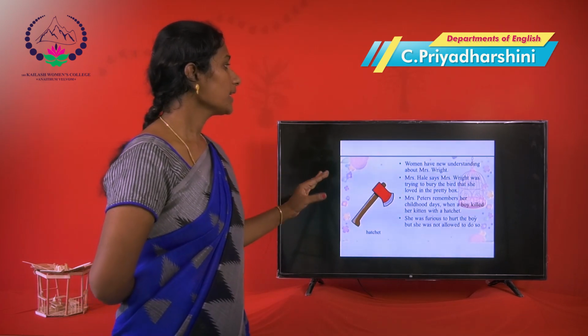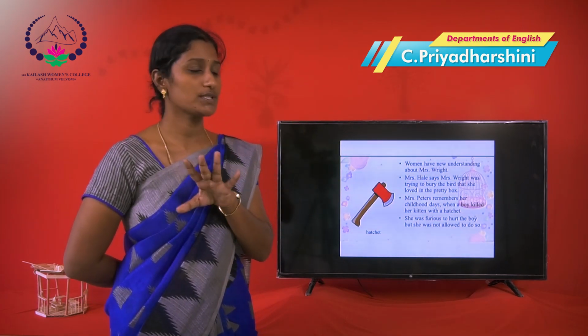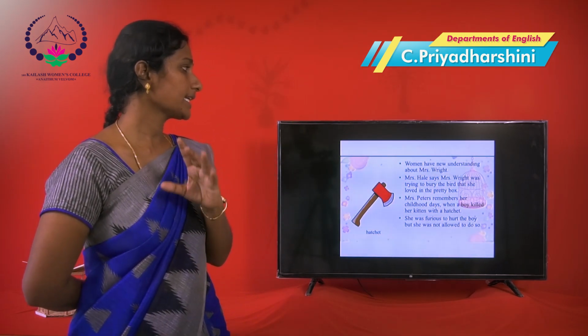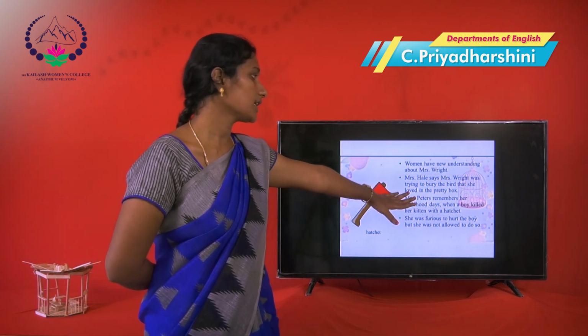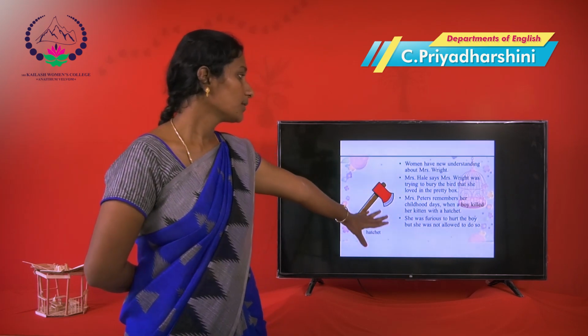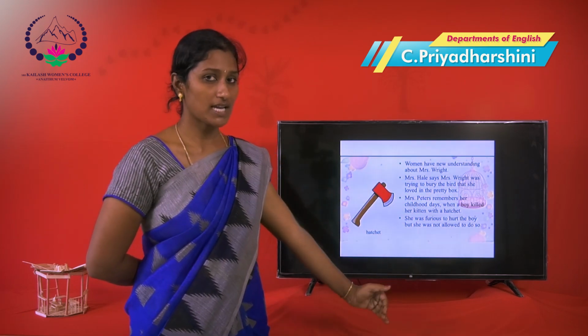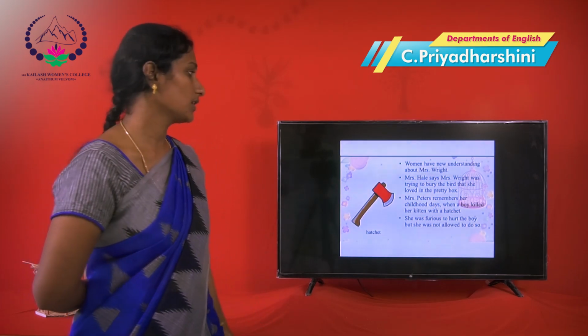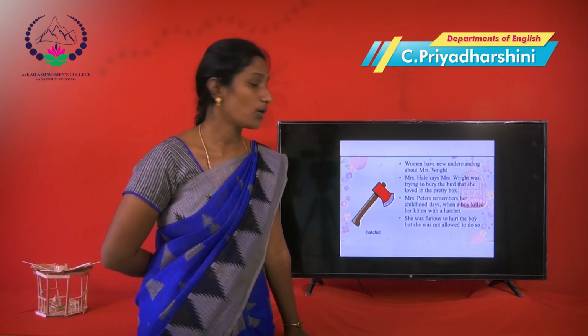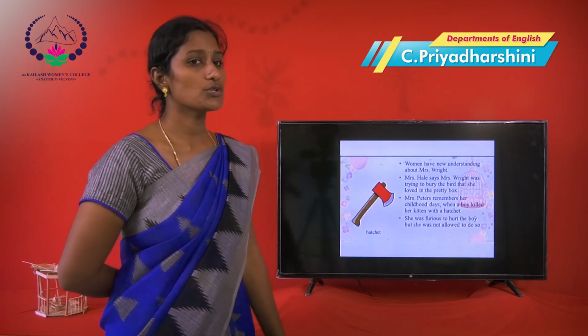Next, the women have a new understanding about Mrs. Wright. Mrs. Hale says Mrs. Wright was trying to bury the bird that she loved in the pretty box. Mrs. Peters remembers her childhood days when a boy killed her kitten with a hatchet. She was angry at the boy, but she was not allowed to do anything.